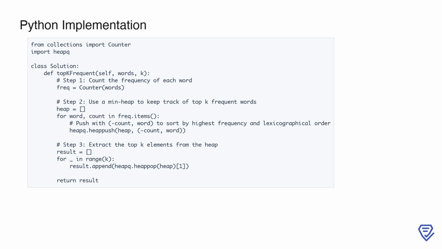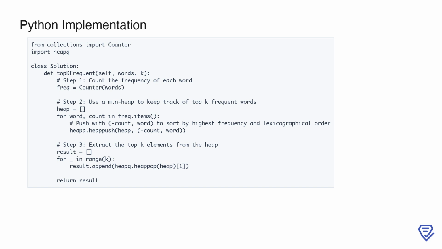Explanation line by line. Step 1. The Counter from the collections module counts the frequency of each word in the input list. This creates a dictionary-like structure where the keys are words and the values are their respective frequencies. For example, given words equals apple, banana, apple, the frequency map would be apple, 2, banana, 1.